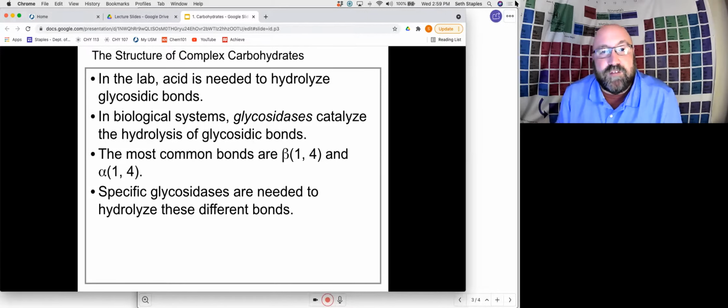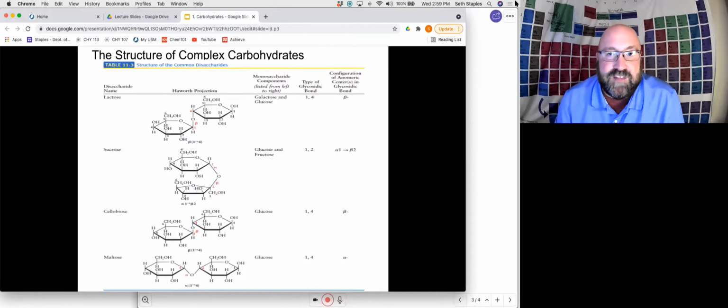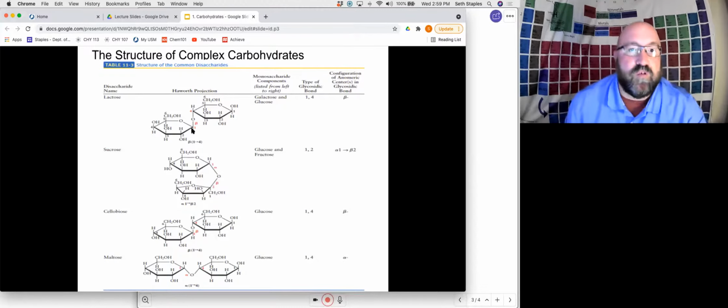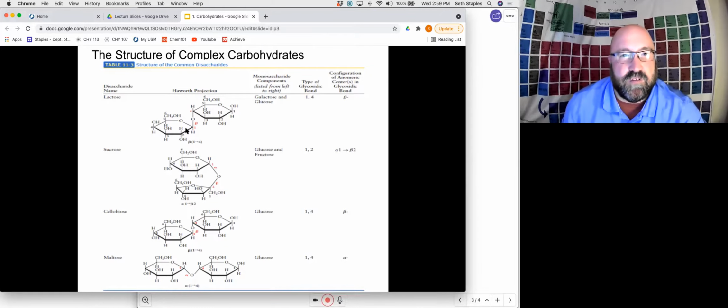1,4 tells you which carbons are actually bonding together. And so if we look at some examples here, the first number will, I think, always be 1 because that's our anomeric carbon. So here's the one that we were just looking at. You might need to zoom in on your screen a little bit, or maybe look at this in the lecture slides so you can really zoom in and see it.